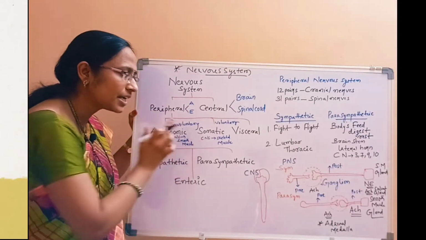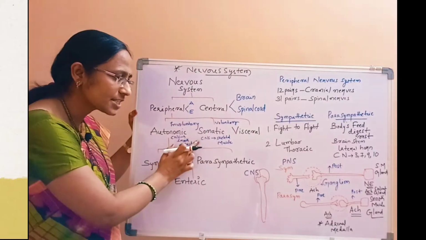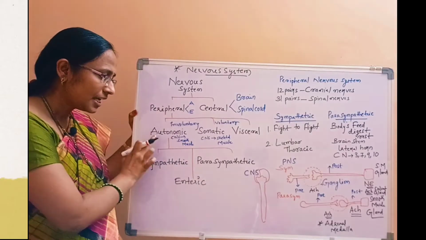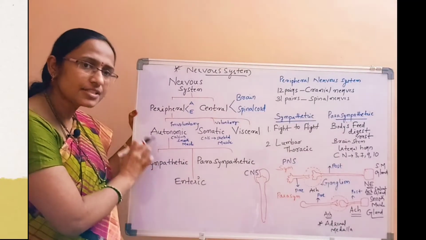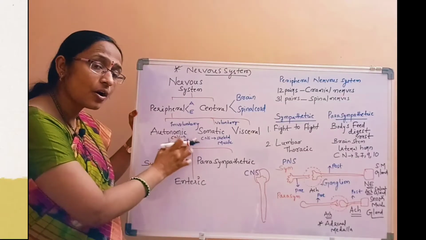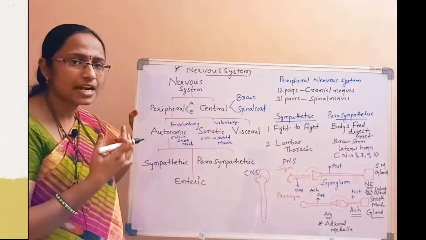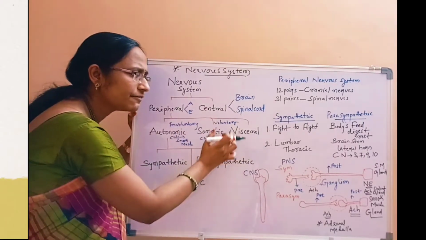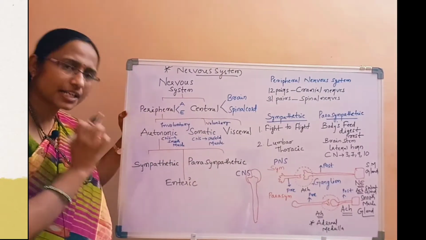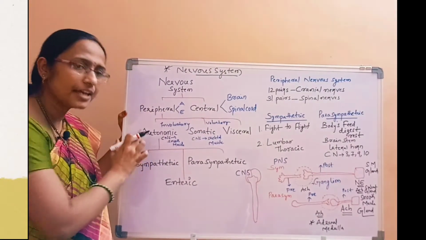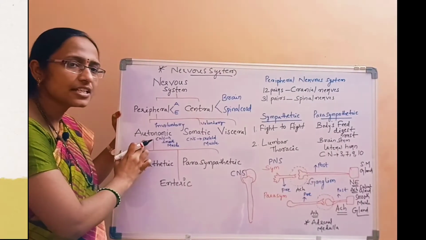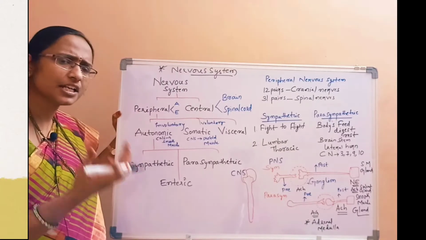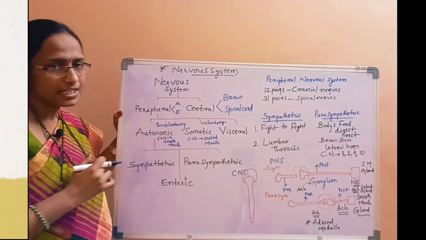So what happens in the somatic nervous system? The impulses transmit from the central nervous system to the skeletal muscle, whereas in the autonomic nervous system the impulses transmit from the CNS to all the smooth muscles and different types of glands and tissues. This is the basic difference between somatic and autonomic. The visceral system is also a type of autonomic nervous system where the impulses travel from the CNS to the various organs present in our viscera. For example, you can take the heart muscle or the liver. So these are visceral nervous systems.